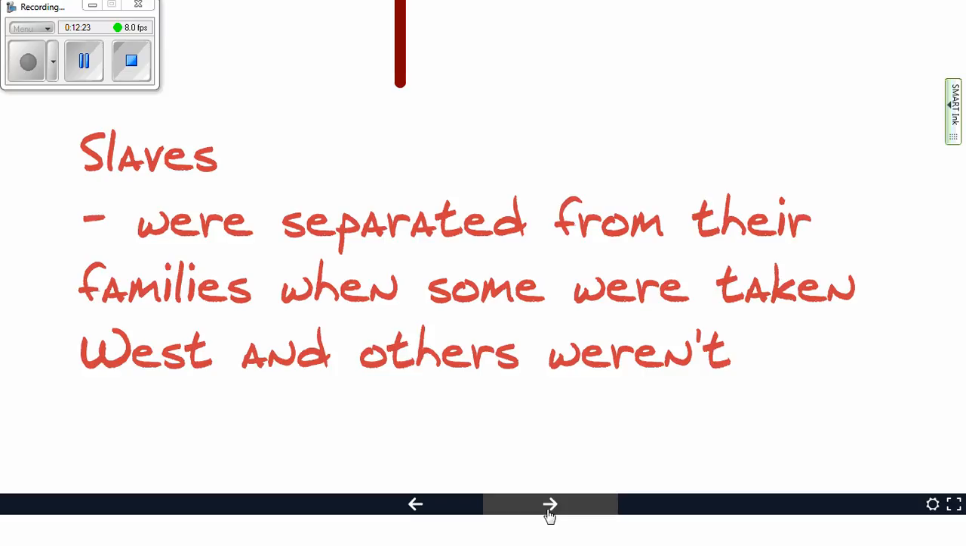Obviously, one giant downside of being a slave, which is kind of a dumb thing to say, but one issue slaves had to face was being separated from their families when people were sold or people were taken away. You had no control over where your family was. In early colonial times, that might mean just to the next plantation owner over, but now that that land is expanding and there's more and more of it, some slaves were taken west, others weren't, and so families were separated even more drastically than they had before.